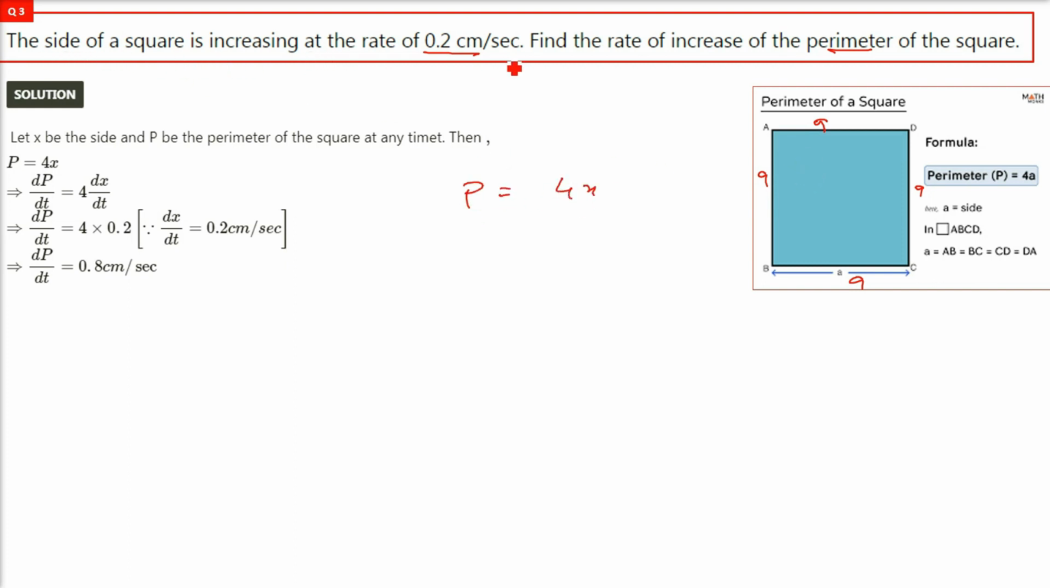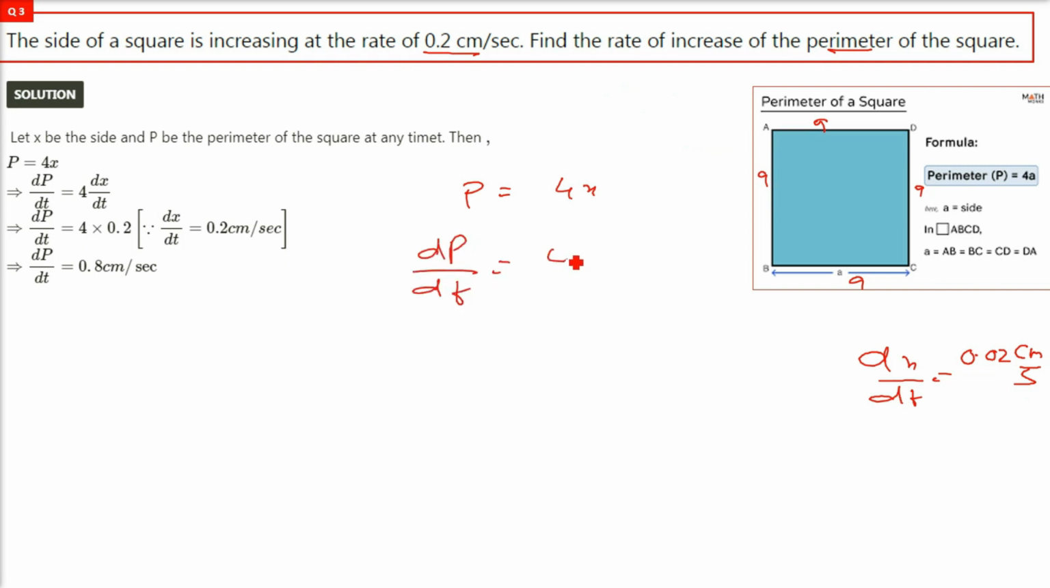dp by dt we have to find out, and since this side of the square is increasing at the rate of 0.2 centimeter per second, dx by dt is already given in the question, which is 0.2 centimeter per second. So dp by dt we have to find out. On the right there is no t, so you have to introduce dx by dt. At that place you are going to replace 0.2.